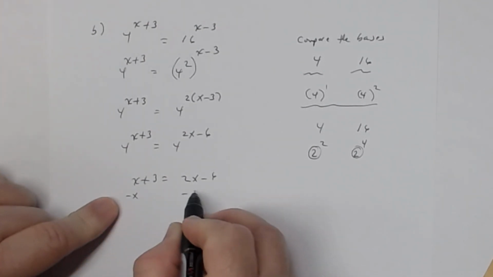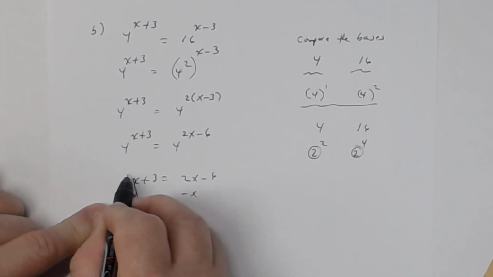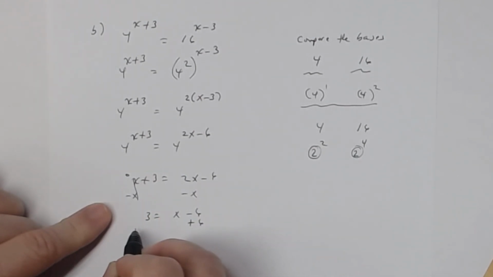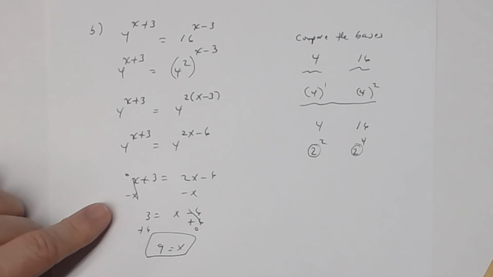I'm going to subtract x from both sides. So I get, this is 0, so I get 3 equals, and then 2x minus x is x minus 6. Adding 6 to both sides, I get x equals 9. And there's your solution. X is 9.